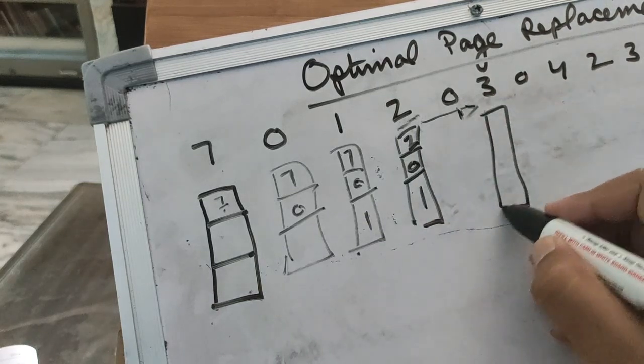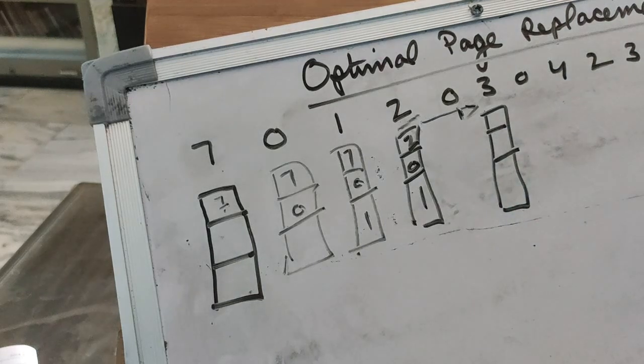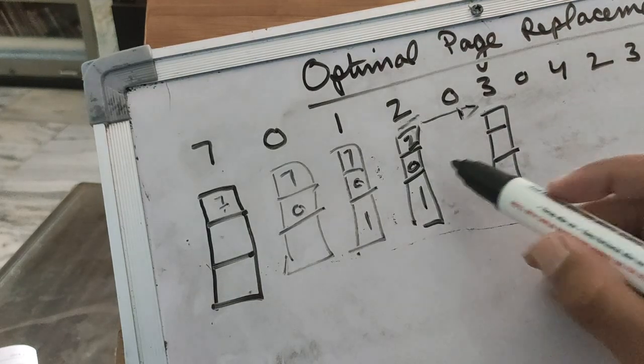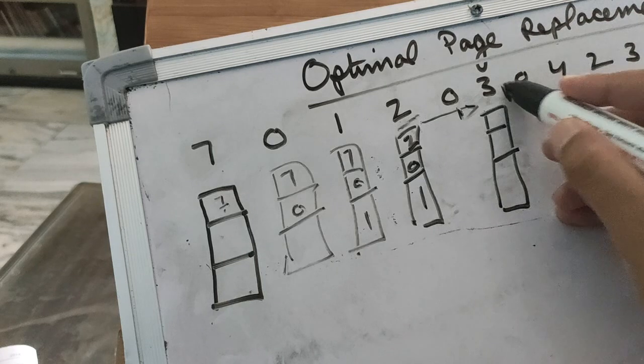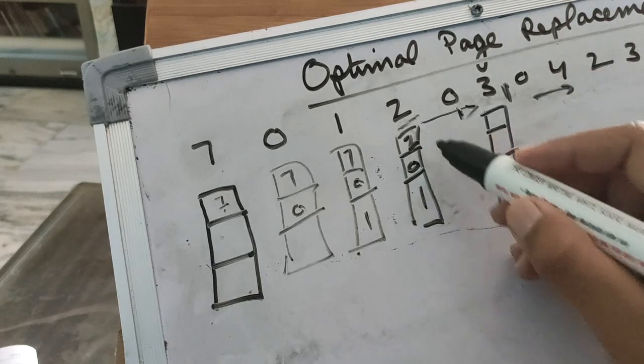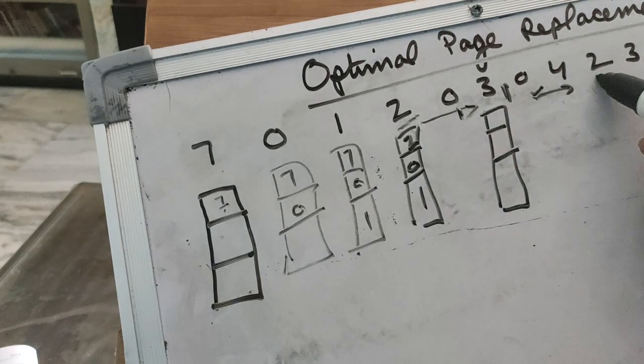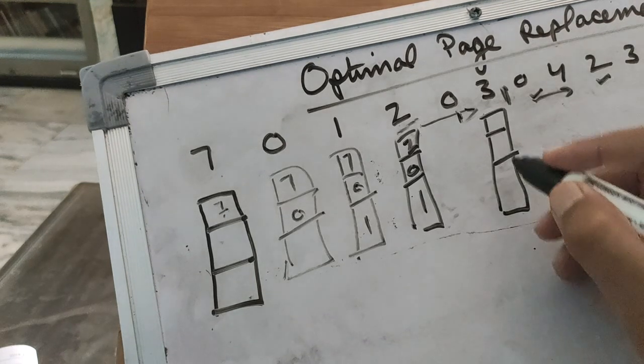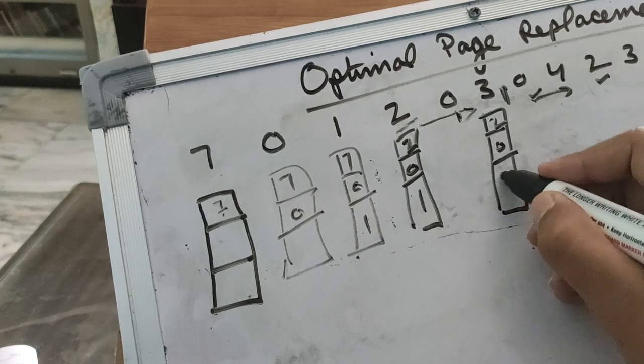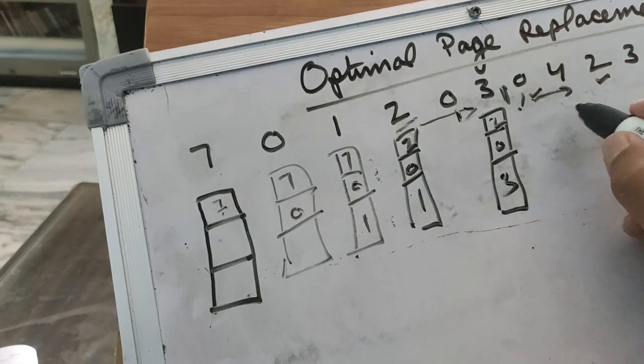Then we'll be looking for 3. Now for 3 to be placed, we are supposed to check from 0 onwards. 0 is over here, 2 is over here, 1 is over here. So what we'll be doing, we'll be replacing this 1 with the 3. So this becomes 2 0 3. In the next case, 0 is already over here.